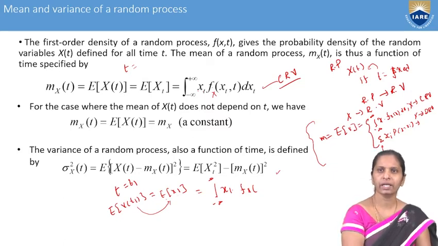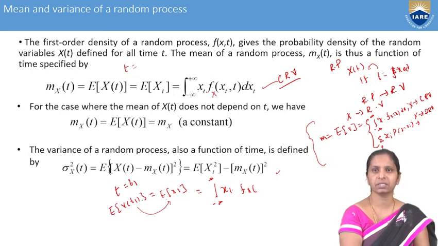So how do I get the random variable x1 from the random process? If I fix the time t equals t1, then here I can write fX(x1, t1). What is it called? The first-order density function of the random process.